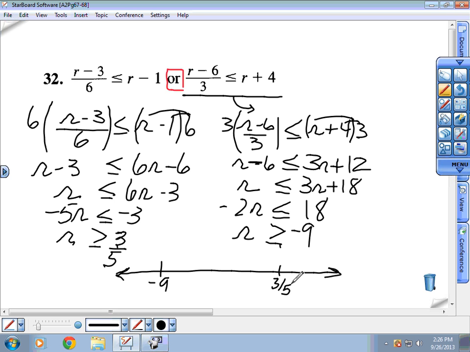So I'm going to color in the 3/5 and continue in the right-hand side because it's greater than. R is greater than or equal to negative 9. Greater than or equal to, I color this in, and I go through this line. So now, the whole thing. It's either there or there. And so that's the graph.